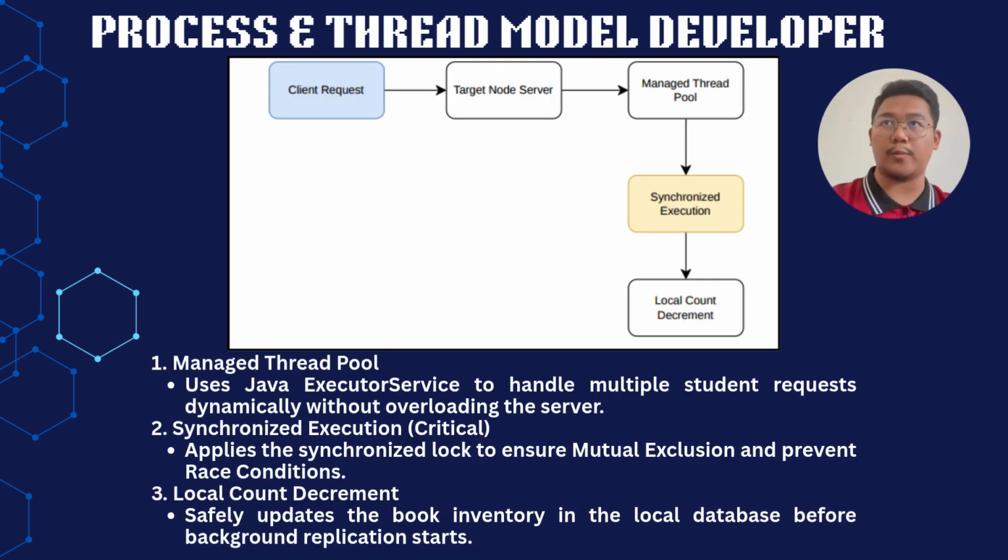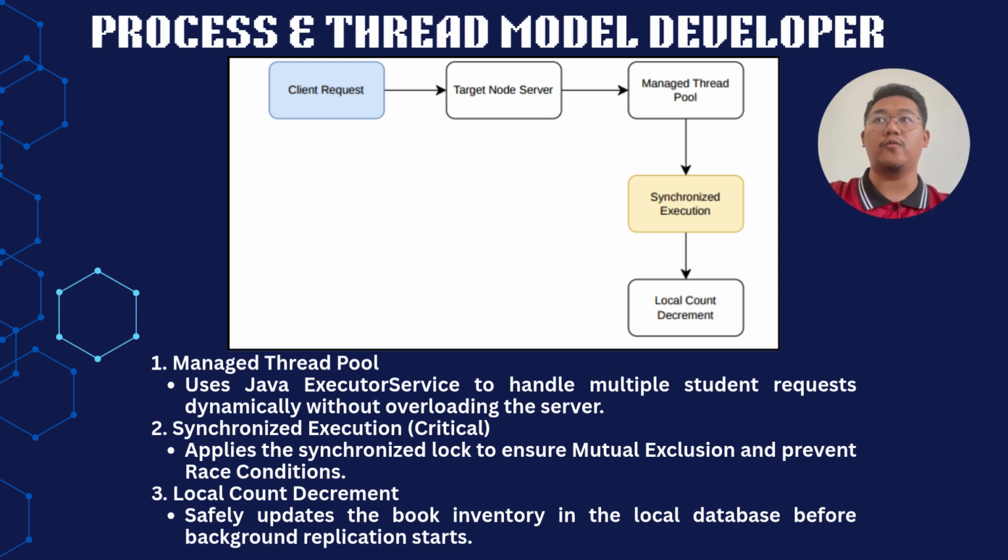So now I will explain the process and communication model for our system. As you can see based on this figure, when student requests come in, our target server does not create heavy new processes. Instead, we use a thread pool via the Java executor service. This allows the server to handle multiple student requests dynamically without overloading the system.